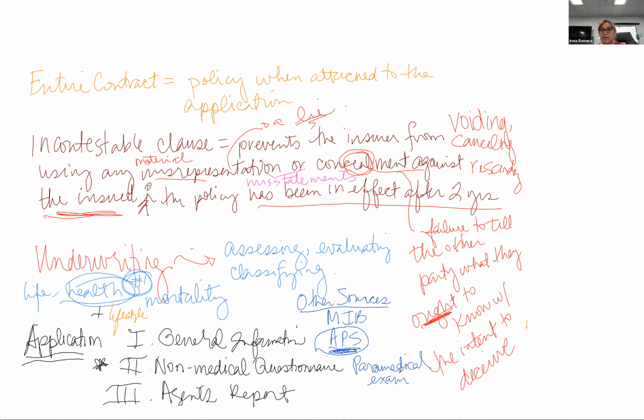But now that he lied, it makes him a moral hazard because of his dishonesty, right? Going back to what we talked about in chapter 1. All right, any questions about this so far?